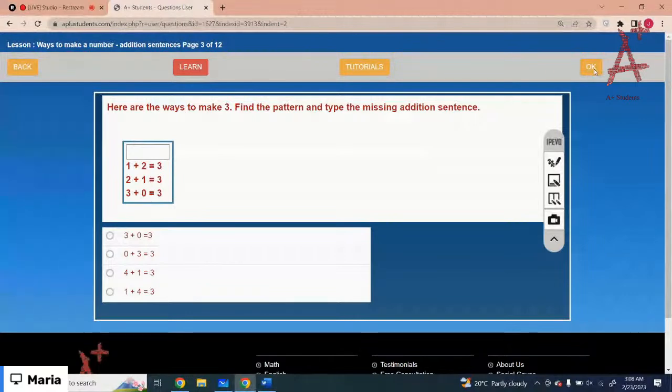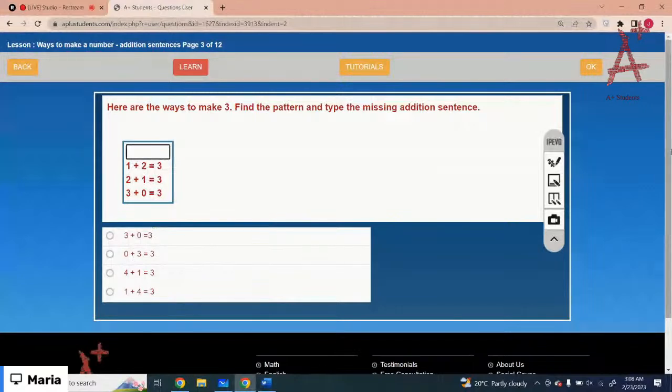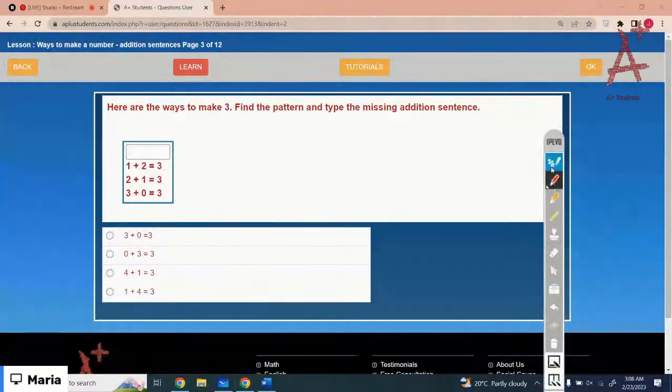Just look at the first number. They are 3, 2, 1. For each next sentence, each sentence above the previous one, the numbers are decreasing by 1. Got it? 3 minus 1 is 2. 2 minus 1 is 1. And the next one is 1 minus 1, 0. That means the next one in the pattern is 0. Got it?